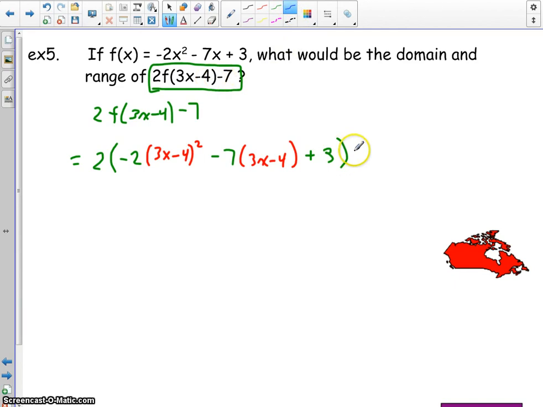And I have the minus 7 that's here. Just to remind us of where all these different parts of the equation come from, this 2 is from up here. So 2f(3x minus 4) is all of this in here, and then the minus 7 comes afterwards. So this is something that we have to simplify. Let you guys try that on your own. We're just going to quickly finish up this video in part 2. So I'll see you over there.